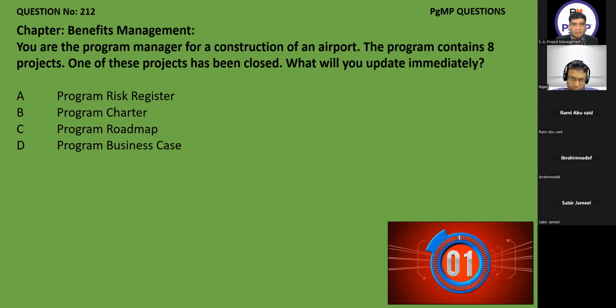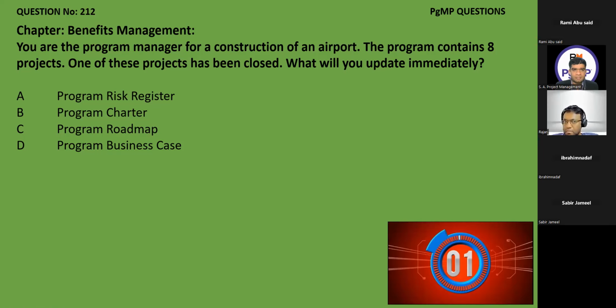Actually, you see, the program charter, business case, risk register, all these can be updated. But the immediate thing you need to do first is, because the project is one component of the program, this is not the complete program. So the roadmap needs to be updated, because you need to know how you will achieve your goals. So the first thing you will do is update the roadmap. Then if required, A, B, or D, whatever, you can update that.